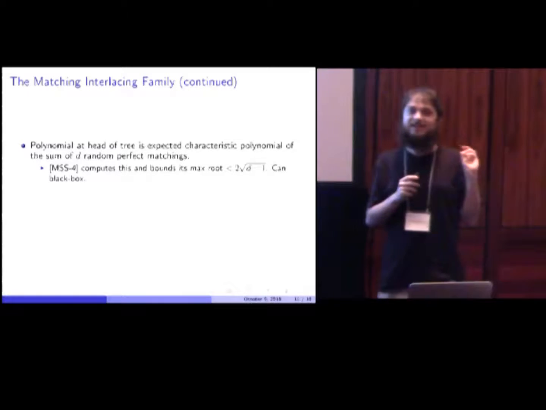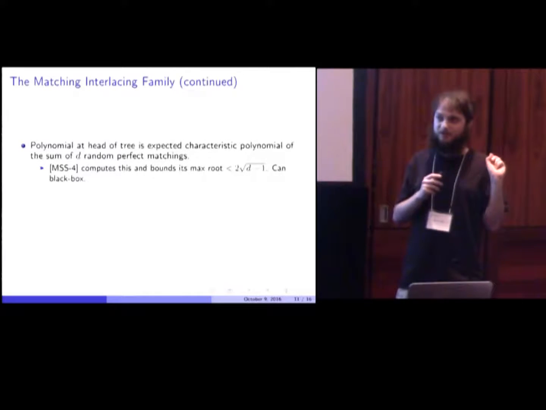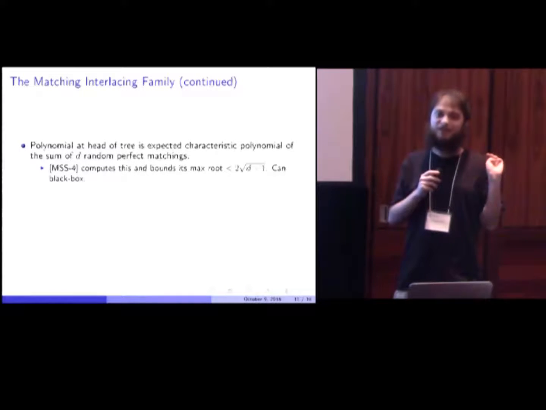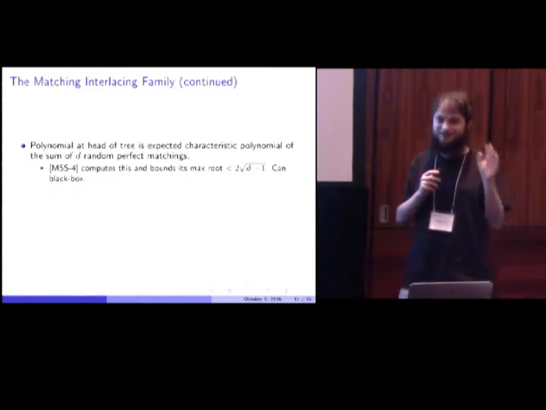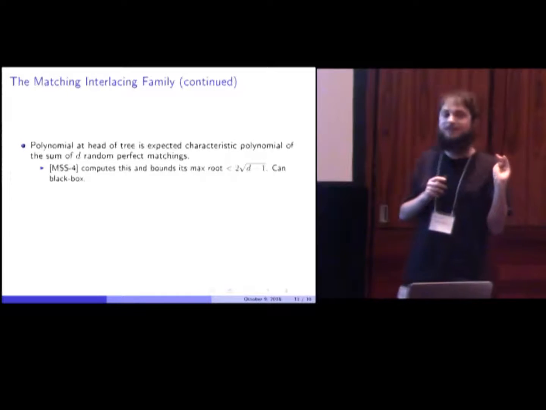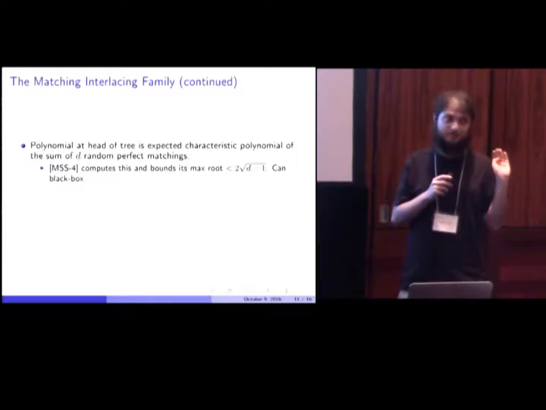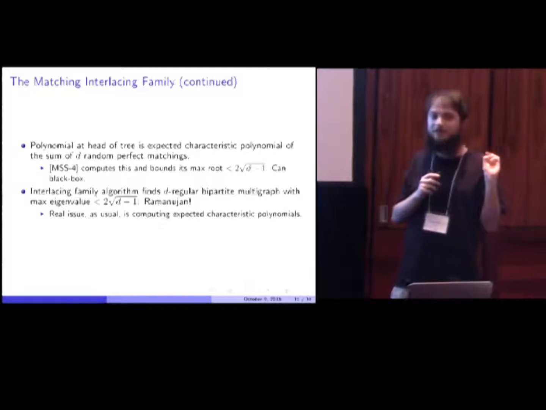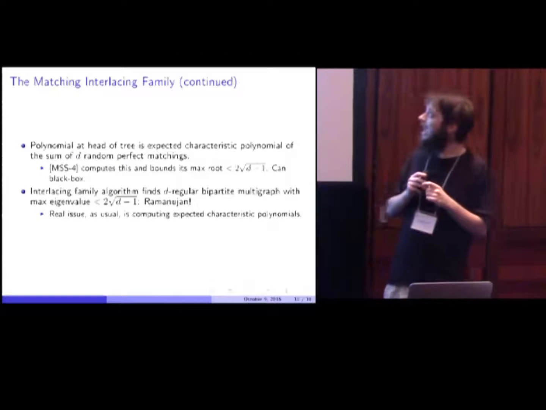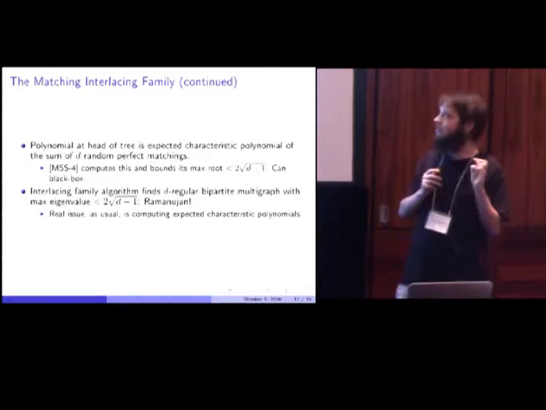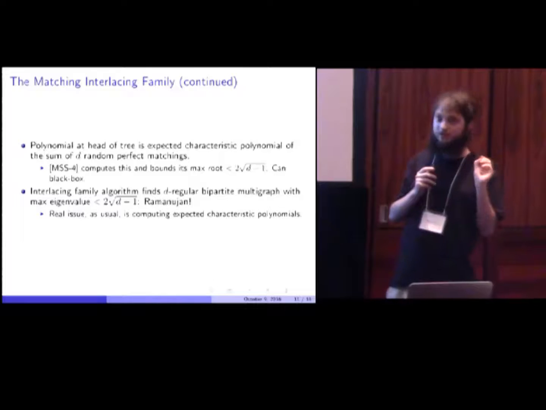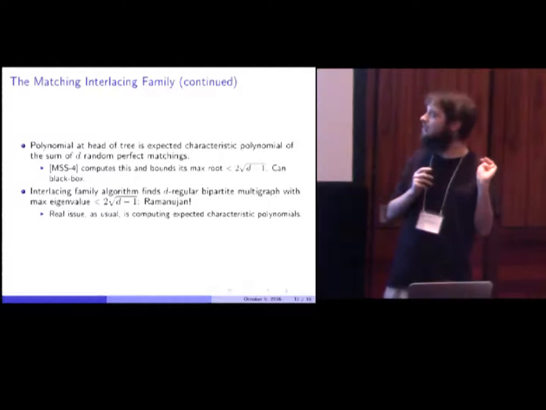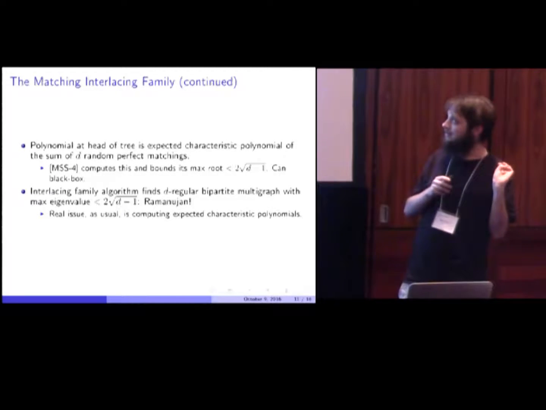Now, very nicely, the expected characteristic polynomial, the thing at the head of the tree, is also exactly the same as theirs. So we don't have to do any computations separately from theirs. They already proved it, so you can completely black box that claim that the expected characteristic polynomial has a good max root. Okay, so all you need to be able to show then is that for the interlacing family that I defined, you can actually compute the polynomials, the expected characteristic polynomials subject to these partially determined matchings. This is really not obvious.